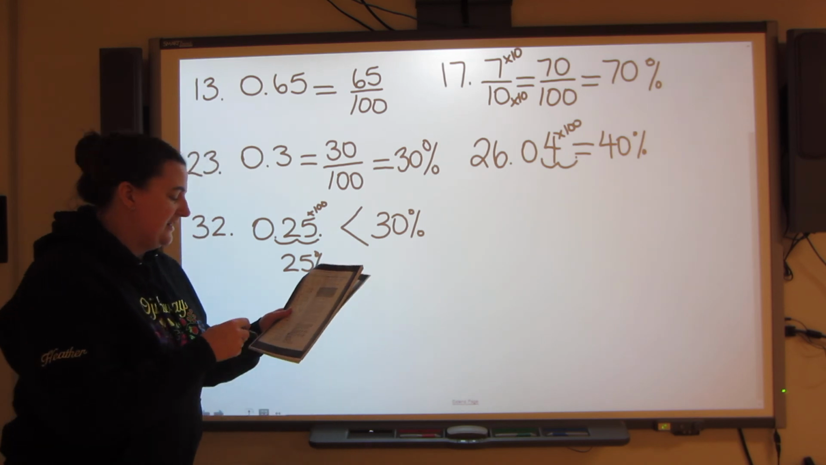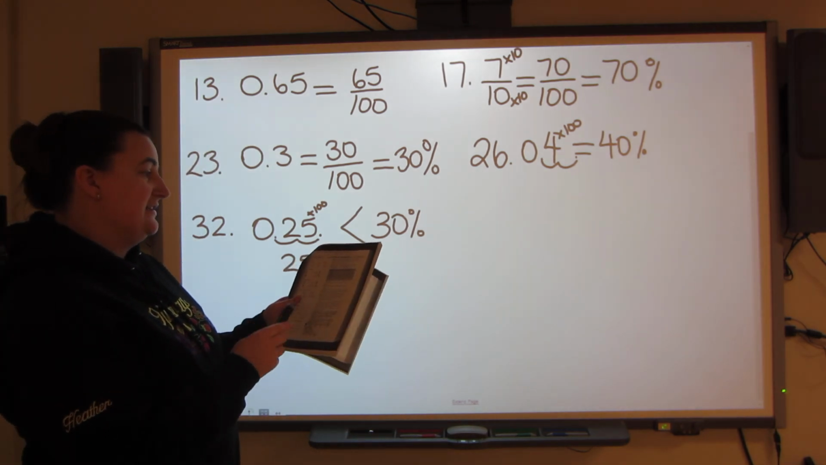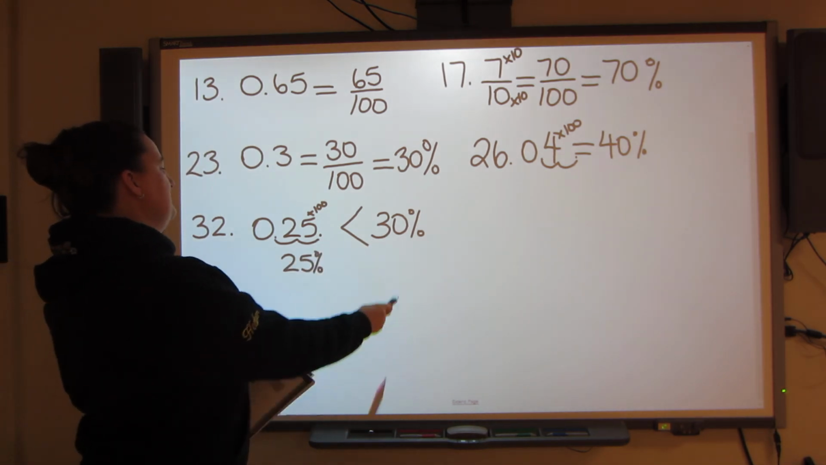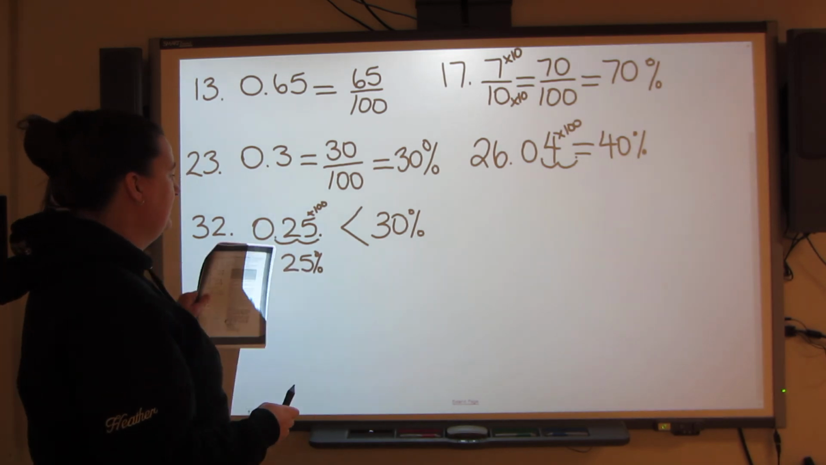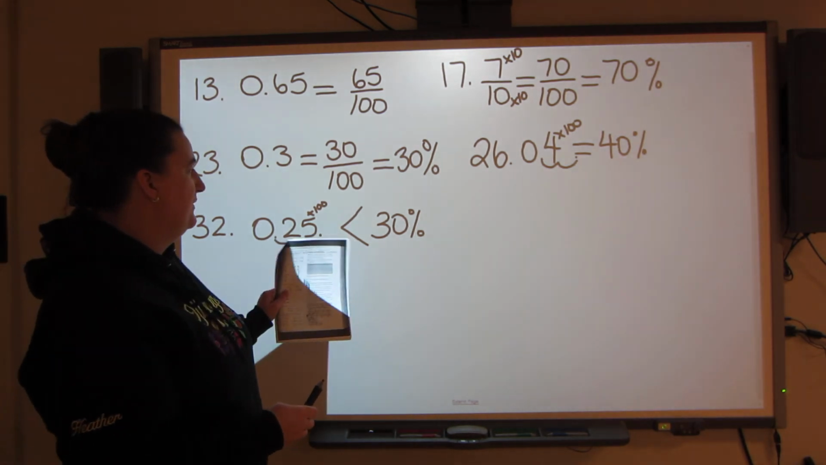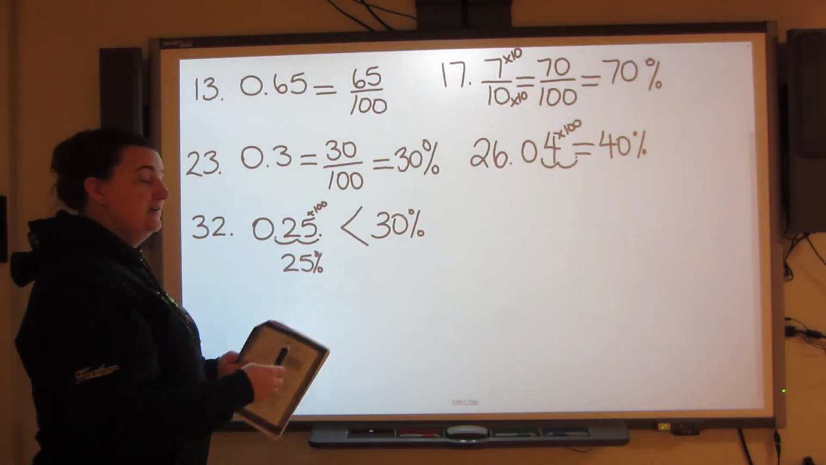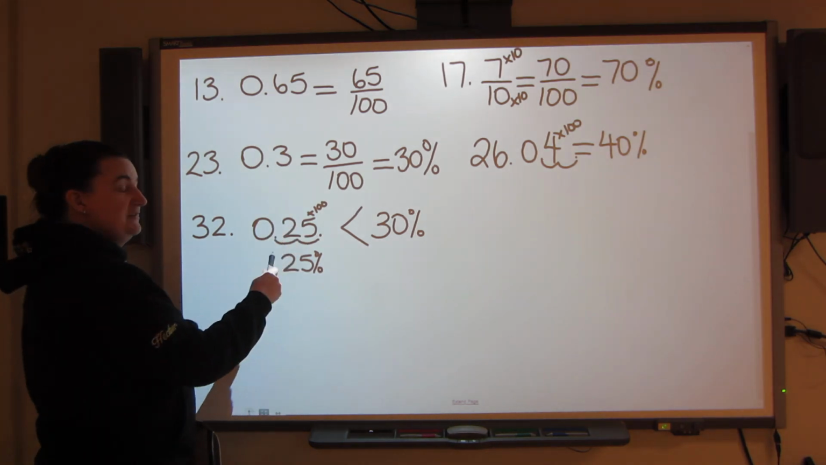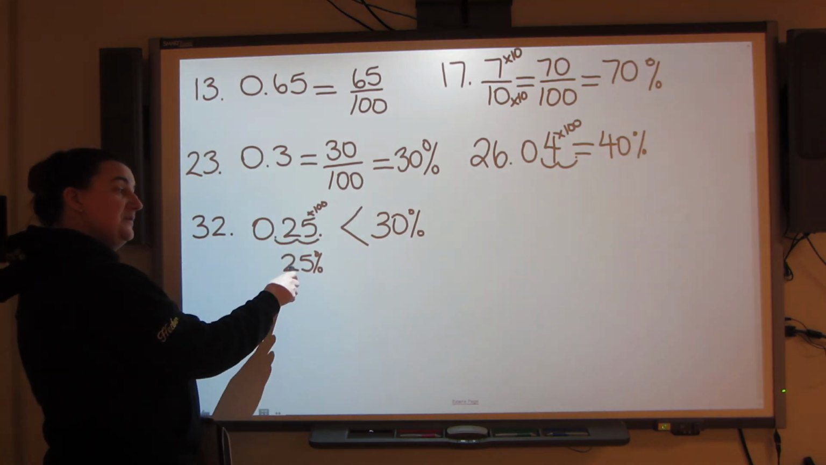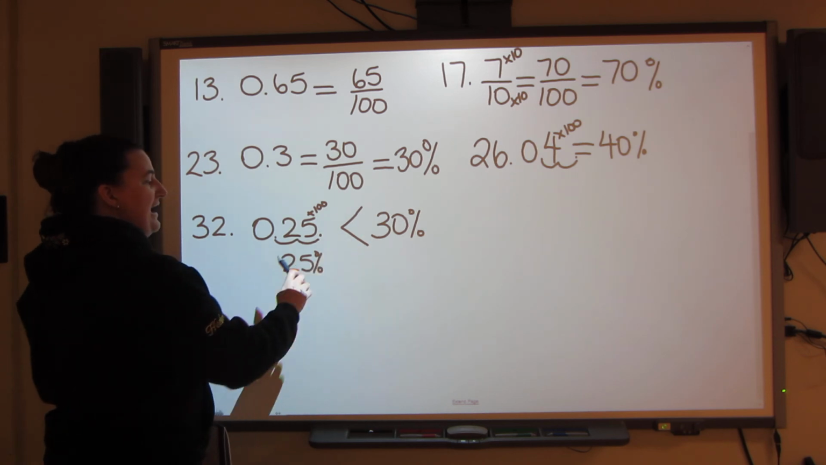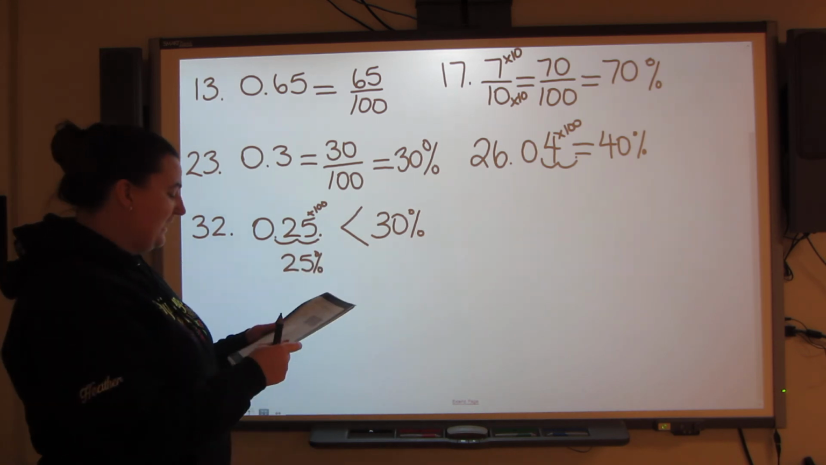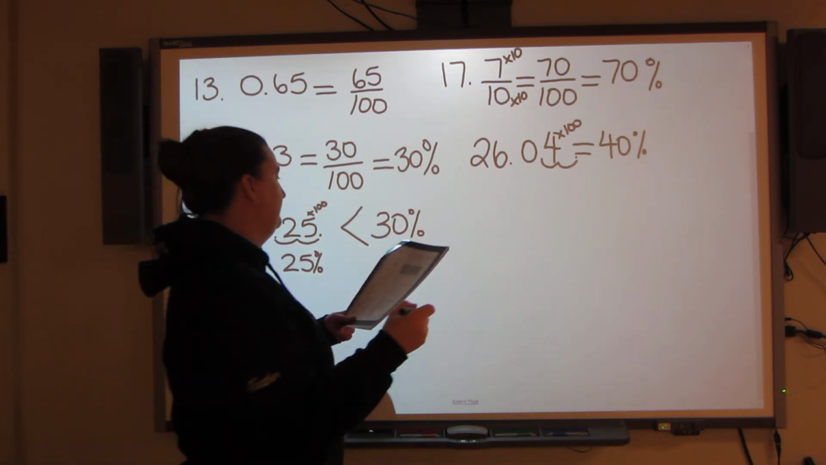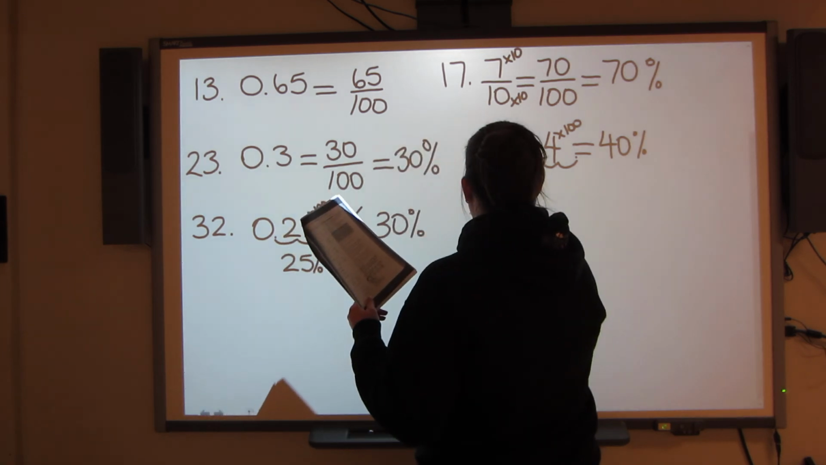So when you're doing questions 32 all the way to 37, that is how you do it. You're going to put them in the same unit first. You'll notice I took my decimal and I changed it to a percent so that I can compare them. Let's do one more example. Let's do 33 as well.